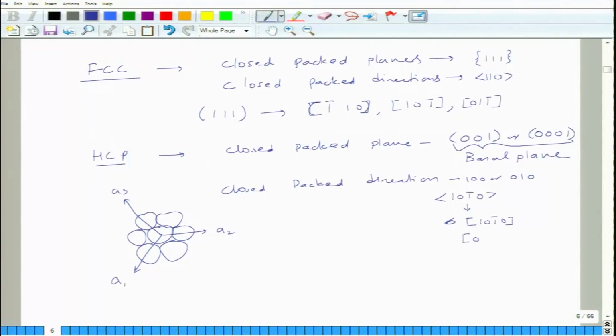So, this will be 10 bar 10, 0 1 bar 1 0 and 1 bar 1 0 0. So, these 3 directions will lie within this plane. So, there are only 3 sets, 1 plane and 3 directions.